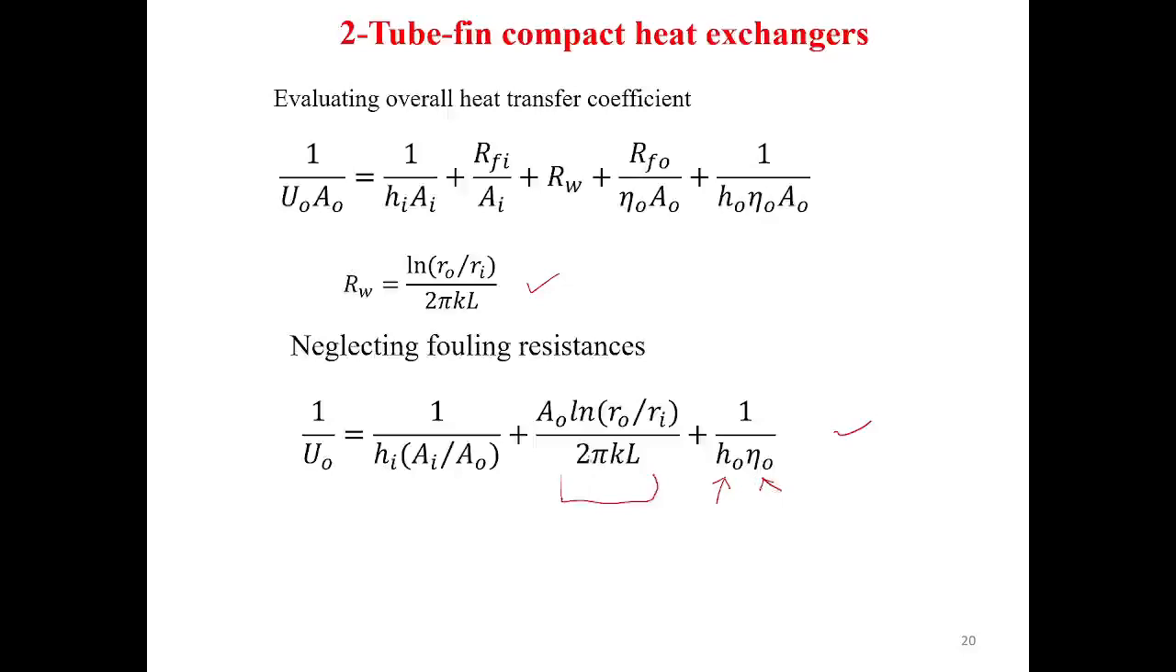This is the resistance of the wall. Of course, we are neglecting fouling here, and here the heat transfer coefficient inside the tube. And Ai divided by A0 is the ratio of the heat transfer area inside the tubes and the heat transfer area in the gas side. So we need to calculate this one. Actually, this is one of the key parameters that has to be calculated in order to find the overall heat transfer coefficient.